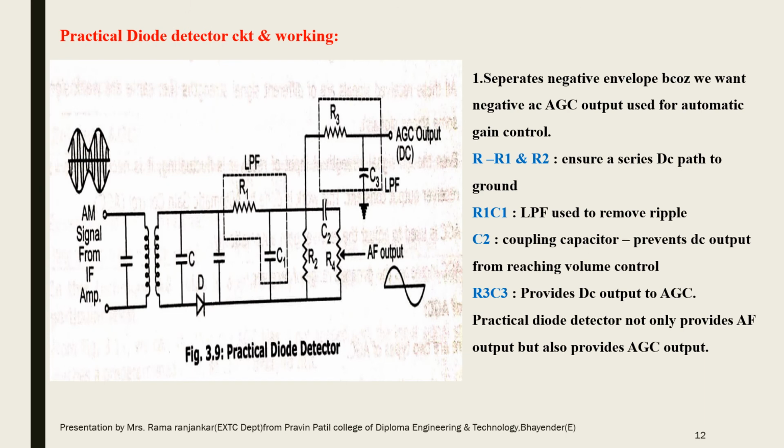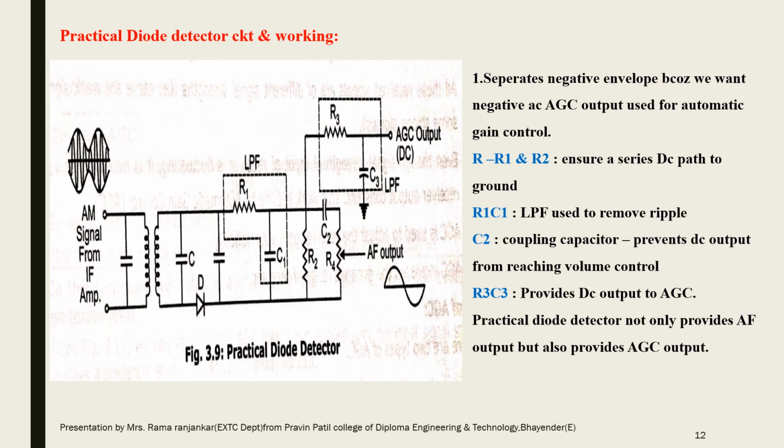Now another circuit is called the practical diode detector circuit. In this practical diode detector circuit, we replace the components of the simple diode detector. This circuit is used to separate the negative envelope, which is used for automatic gain control. So the practical diode detector circuit provides the AGC output for automatic gain control.